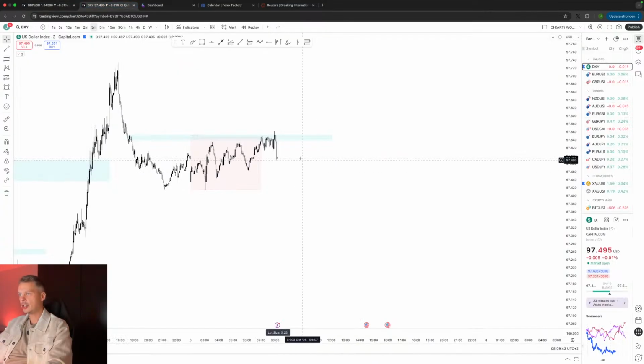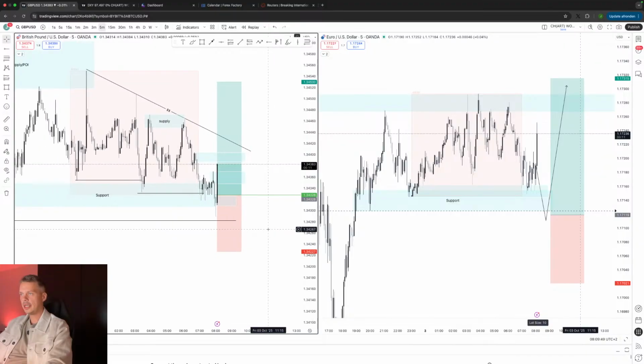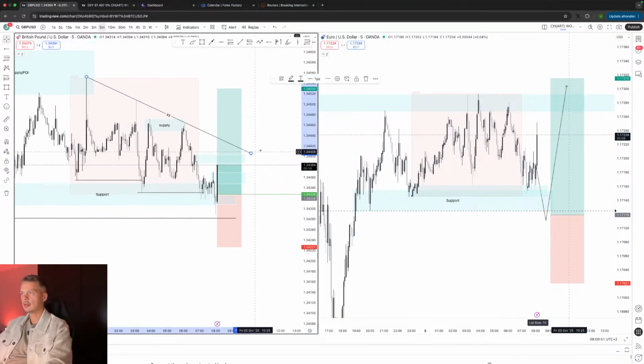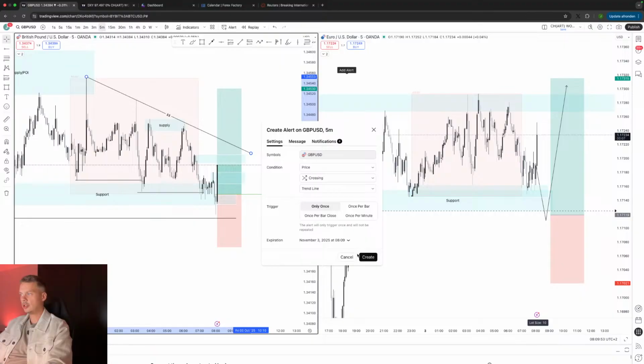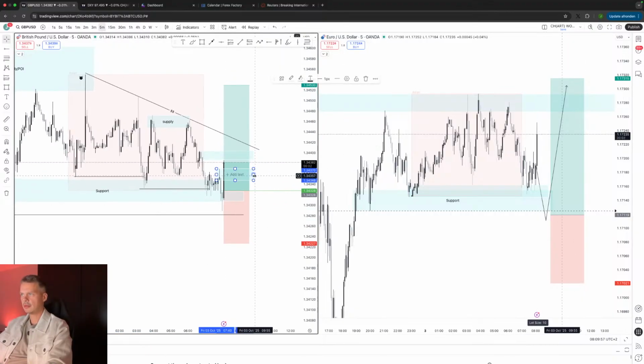What's the DXY showing? Look at that, just beautiful. But again, price can always go against us. An alert on the trend line. It's coming into this supply now.